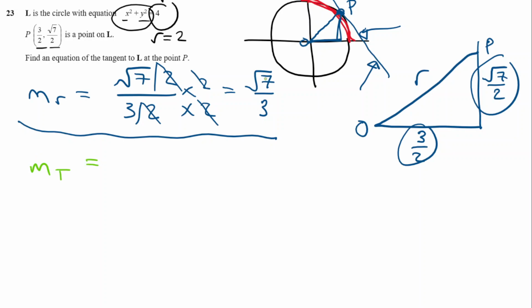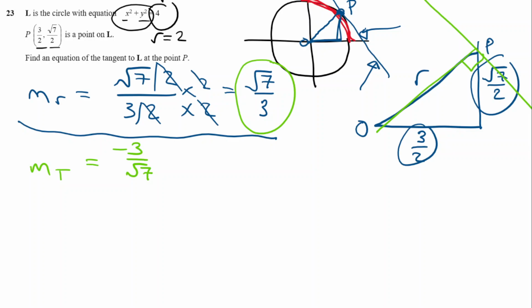Now that would be the negative reciprocal of the gradient of the radius, because remember, they're meeting at 90 degrees. In other words, they are perpendicular. So m_t would be, let's take the reciprocal first and then negate it. In other words, if it's positive, it now becomes negative, and vice versa. So now we can start to form the equation that we're looking for.